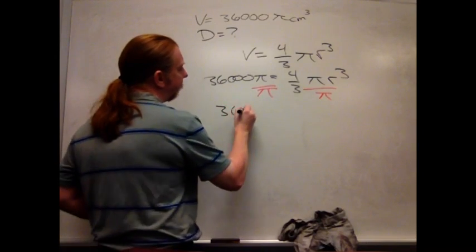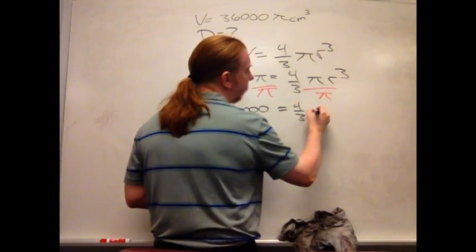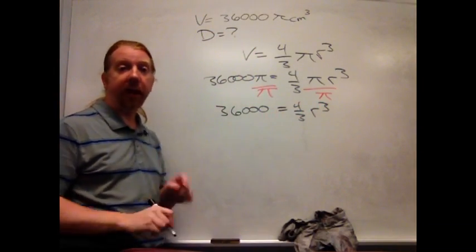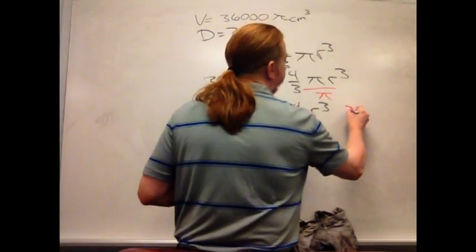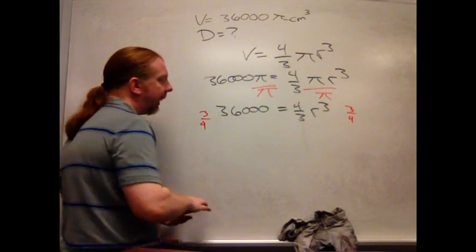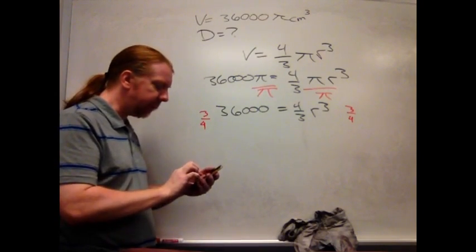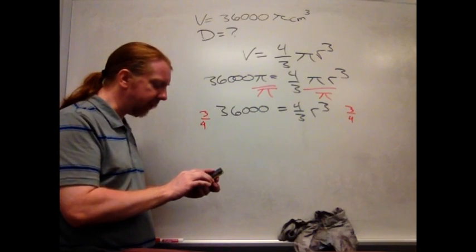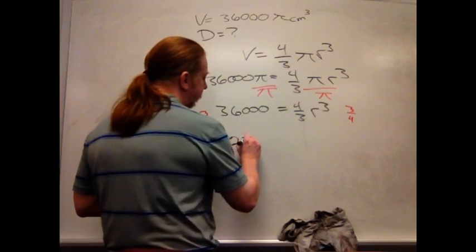That leaves me 36,000 on one side, 4/3 r cubed on the other side. Now I have to get rid of that fraction, so I'm going to multiply both sides by its reciprocal. Multiply both sides by 3/4, and that will then reduce this down a little bit. Let's see what we get here. I do 36,000, divide that by 4, multiply that by 3. I get an answer of 27,000.